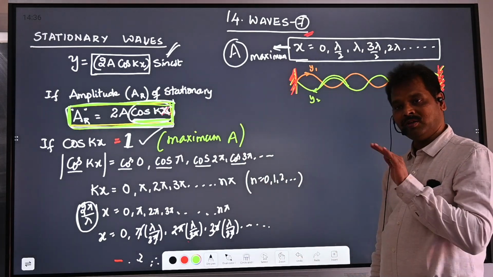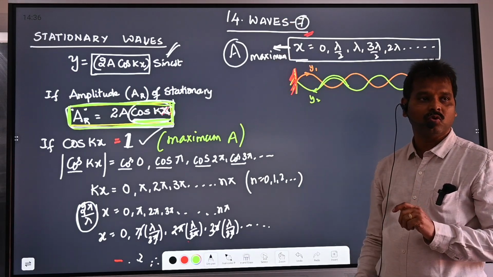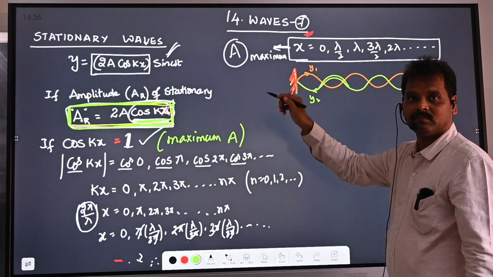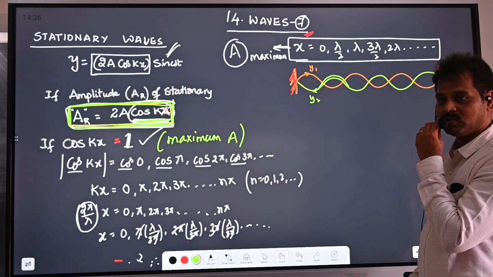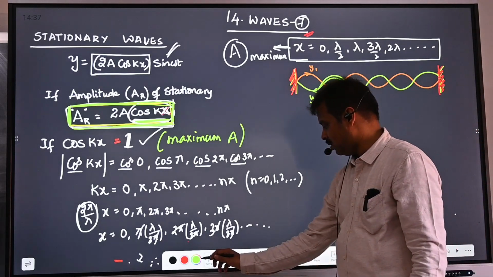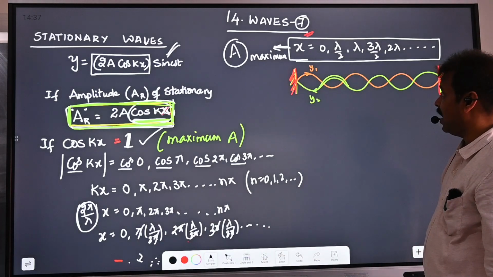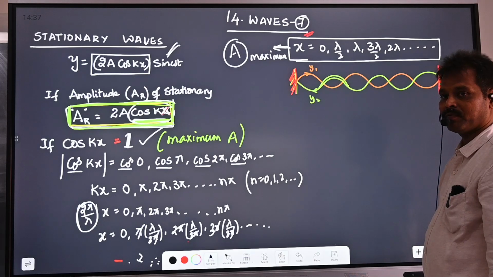A progressive wave, once it has started from the source, continues to move and never comes back to the source. But here, it starts here and then comes back to the same source. That's what is called a stationary wave. Now we are going to find out where this amplitude will become maximum.